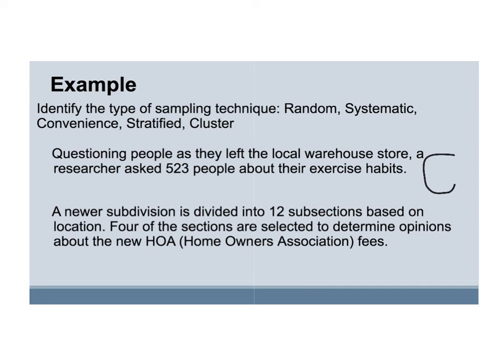A newer subdivision is divided into 12 subsections based on location. 4 of the sections are selected to determine opinions about the new HOA, Homeowners Association fees. Alright, the subdivision is divided into 12 subsections, so that tells you stratified or cluster. 4 of the sections are selected and asked, so this is a cluster. This one's convenience. I can't remember which one I said was the C.